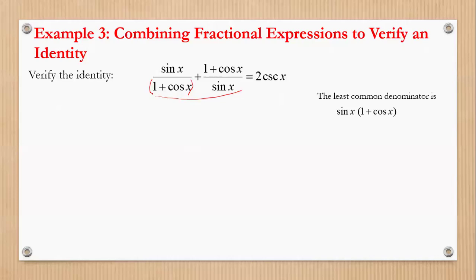Okay? And if you find the common denominator and start writing the fractions, you know that you always compare the denominators with the common denominator. If you compare the first denominator with the common denominator, you see that you are missing sine, which means I need to multiply by sine. If you compare the second denominator with the common denominator, you are missing the parenthesis, so you need to multiply by 1 plus cosine, and we do the same on top as well.